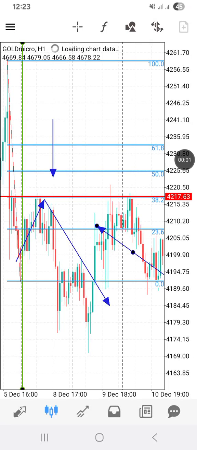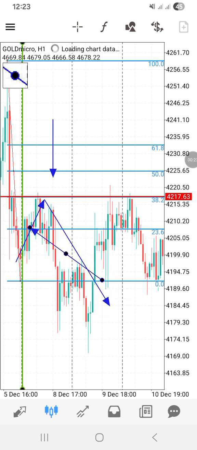Hello traders, the market is driven by supply and demand, which are your support and resistance. If ever you can get a strategy or an indicator which can plot those lines, it's going to be easier for you. So today guys, we are going to be using Fibonacci, as you can see, to predict this day. So this is my daily Fibonacci.